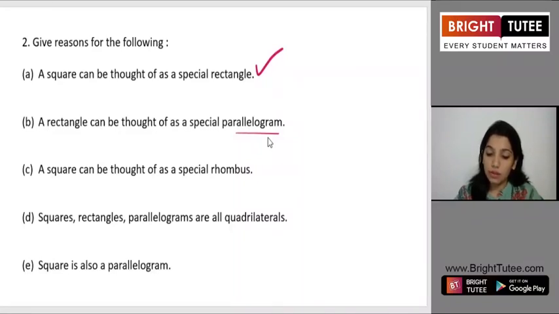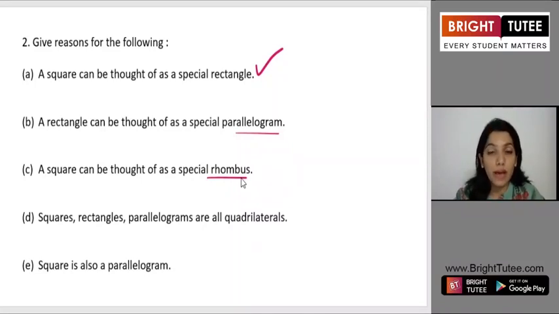A square can be thought of as a special rhombus. So I hope you remember how a rhombus looks like. It is a squashed square, and a square is like a rigid shape, right? So what property does a rhombus have? A rhombus needs to have all four sides equal. Yes, this is there in a square. A rhombus needs to have opposite sides parallel and equal. So yes, this is also true for a square. A rhombus needs to have the opposite pairs of angles equal, and this is also true for a square.